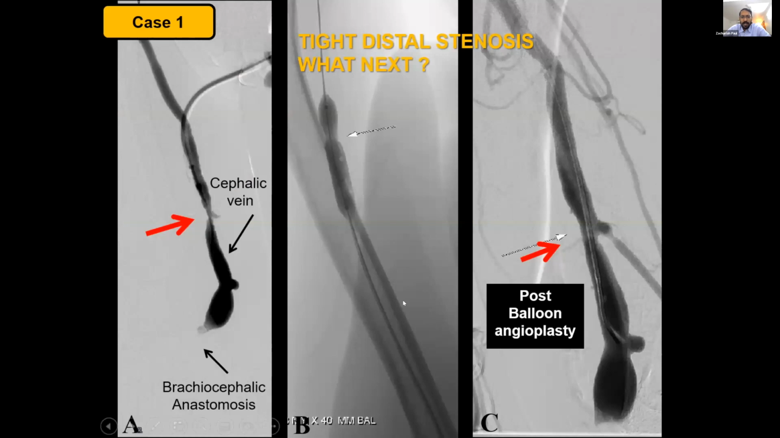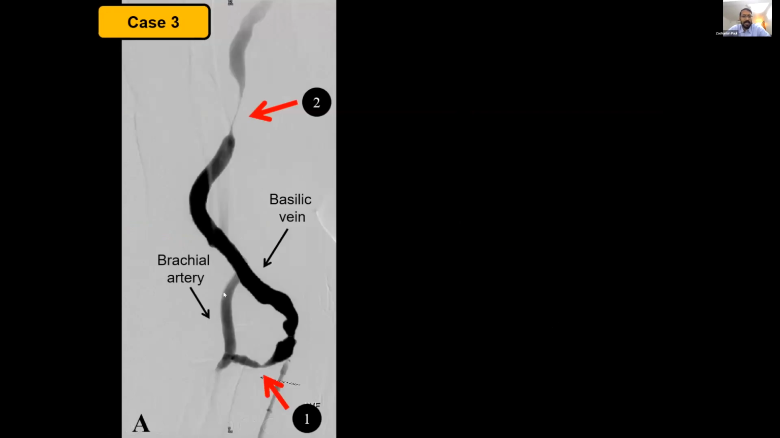So this is one of the other slides. These were more of a clinical case where we had a problem, a distal tight stenosis. This is a patient with a basilic vein fistula, a lady. You can see there was a distal anastomosis tight stenosis and a mid-arm tight stenosis.